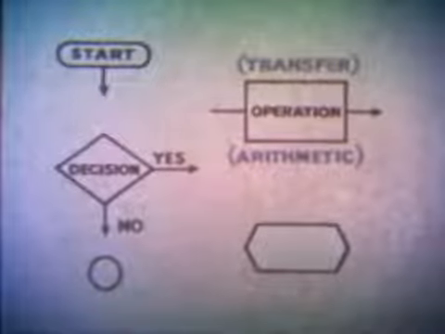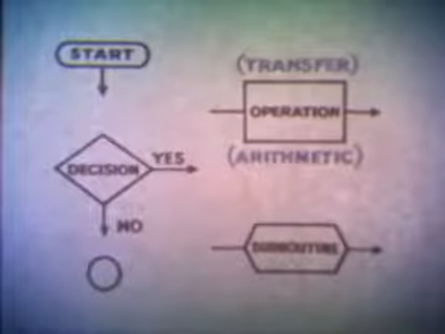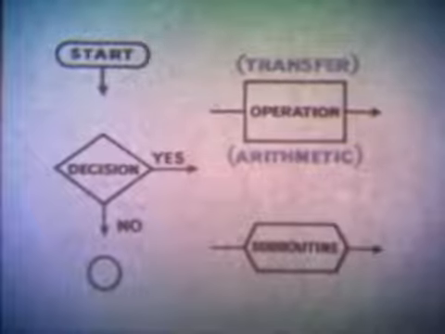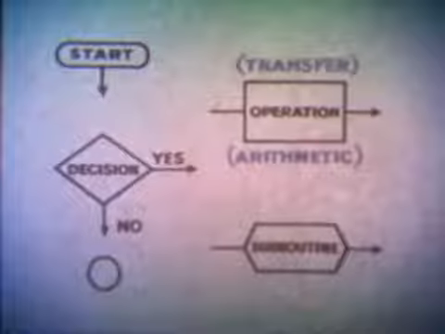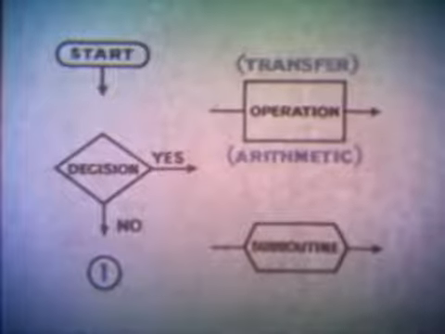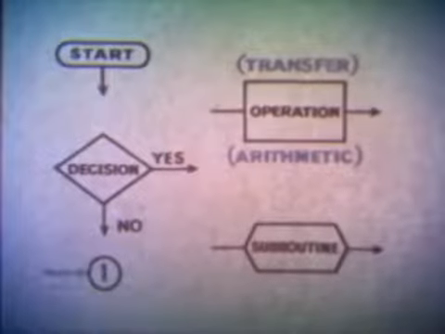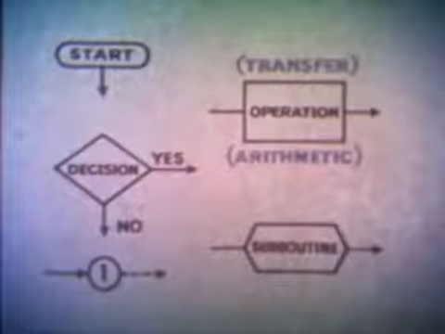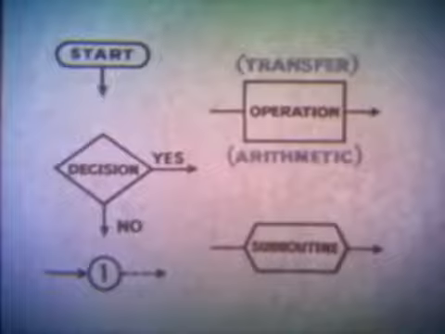This shape represents a subroutine, such as table lookup, sorting, or some other set procedure to be followed. A circle with a number in it is used to indicate that the flow goes to another part of the chart to a similarly numbered circle.